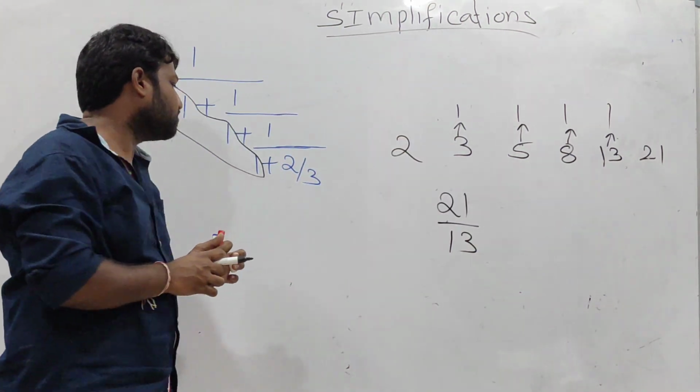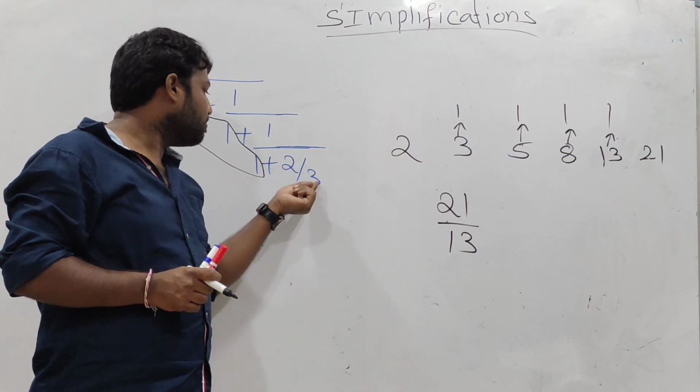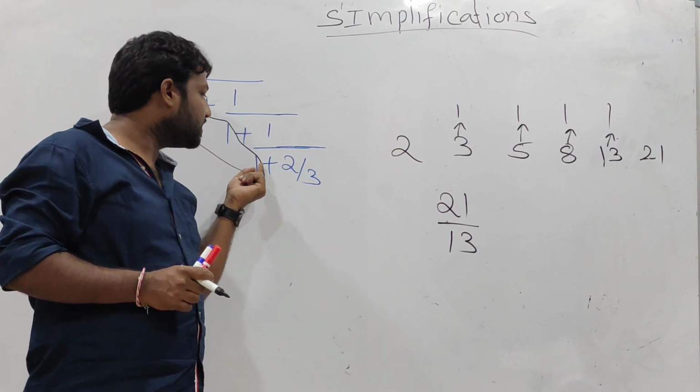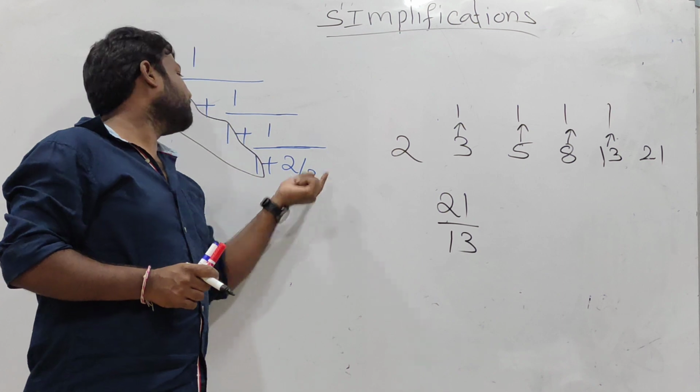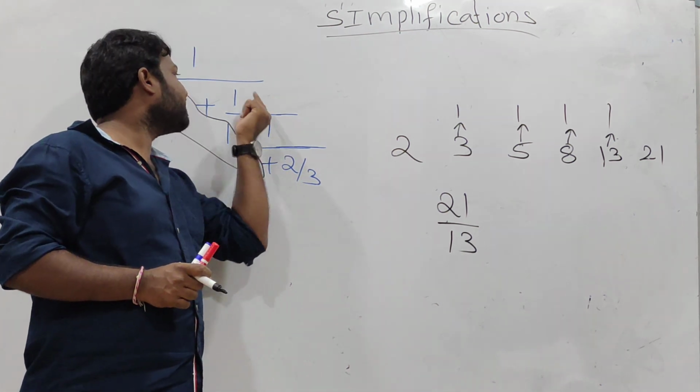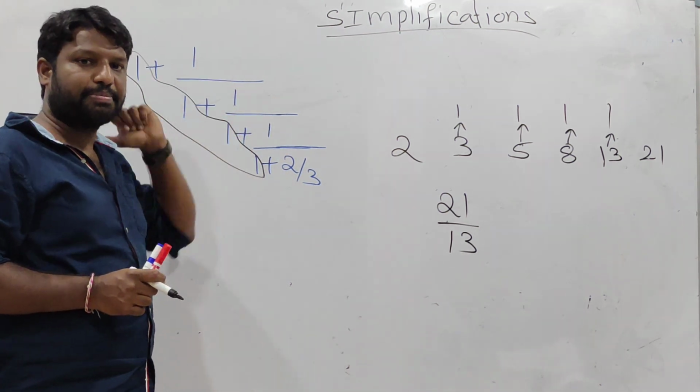If you do the basic method also, the basic method is: start with 2 by 3. 1 plus 2 by 3, 3 ones are 3 plus 2, 5 by 3. Then simplify again. That is the basic method, you will get the answer.